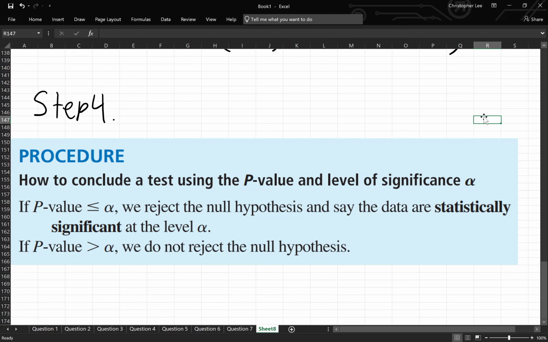So what am I looking for in step 4? I'm looking for you to say, I reject the null hypothesis, or I do not reject the null hypothesis. That's all I want you to say in step 4. I want you to make a decision whether you're going to accept or reject the null hypothesis. All I want from step 4.